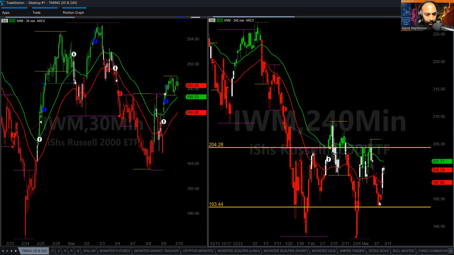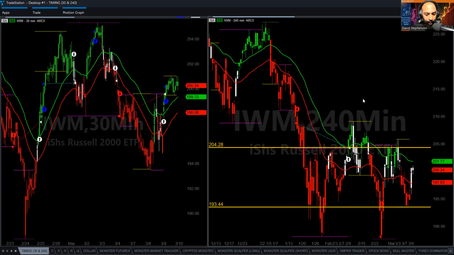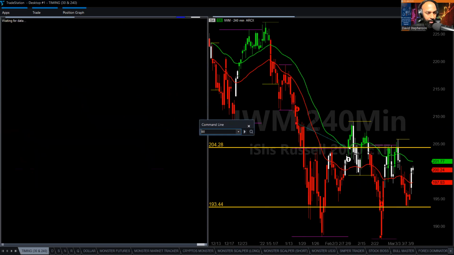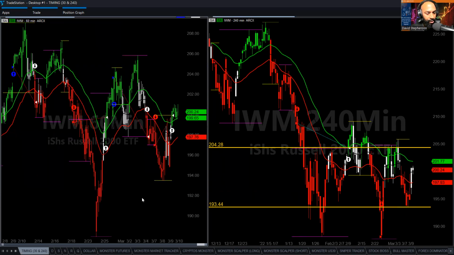So look at this, we're getting higher lows, higher highs. Price is looking to test this resistance. If it tests this resistance and breaks it, guess what? We're going higher. As much as we would like it to go down, it doesn't matter. And you can see here on the 30-minute that the buyers are coming in. Let's put it on a 60-minute.